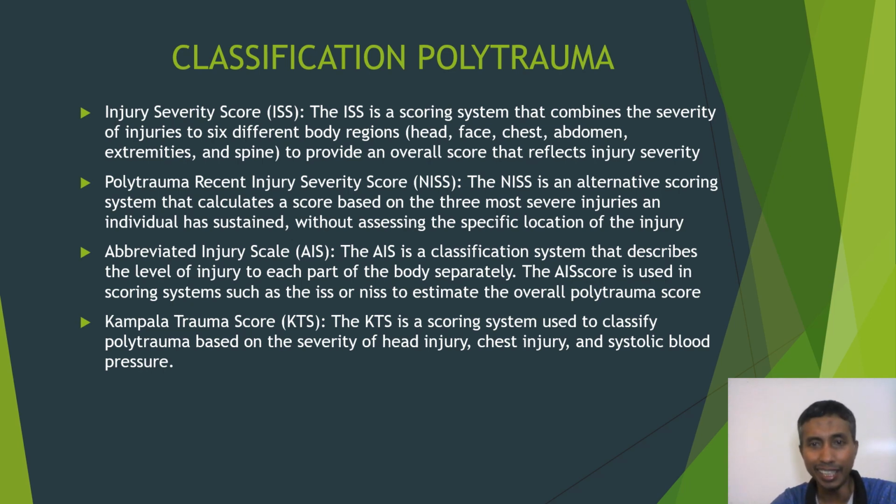The NISS is an alternative scoring system that calculates a score based on the 3 most severe injuries an individual has sustained without assessing the specific location of the injury. Abbreviated Injury Scale, AIS. The AIS is a classification system that describes the level of injury to each part of the body separately. The AIS score is used in scoring systems such as the ISS or NISS to estimate the overall polytrauma score. Kampala Trauma Score. The KTS is a scoring system used to classify polytrauma based on the severity of head injury, chest injury, and systolic blood pressure.